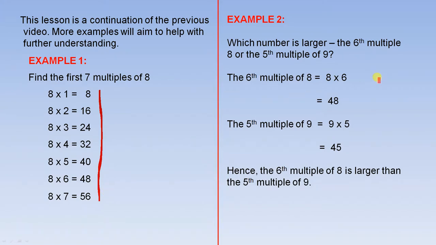Example 2. Which number is larger? The 6th multiple of 8 or the 5th multiple of 9? The 6th multiple of 8 is 8 6s are 48. The 5th multiple of 9 is 9 times 5 is 45. Hence, the 6th multiple of 8 is larger than the 5th multiple of 9 because 48 is larger than 45.